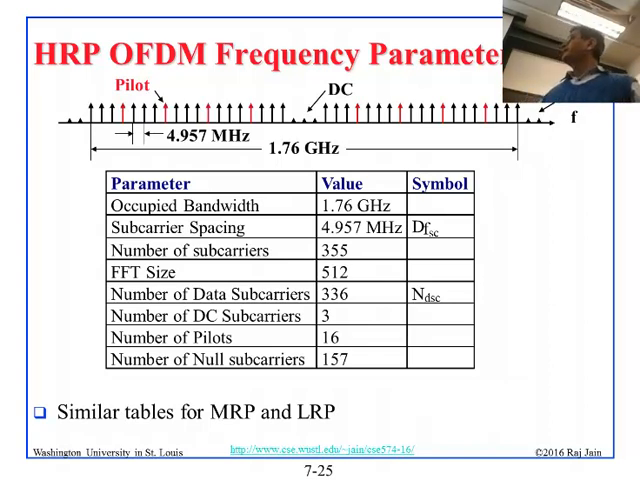Now, a similar table will exist for MRP and LRP. This is for HRP, high rate PHY. A different table. So, for example, if I were to present the MRP table, it could have a different number of pilots because now the rate is lower, so you don't need that much accuracy in estimation.